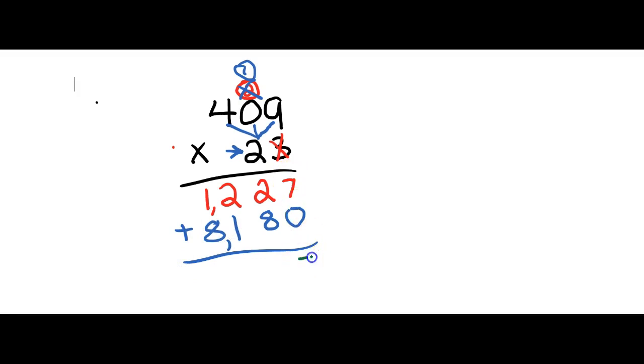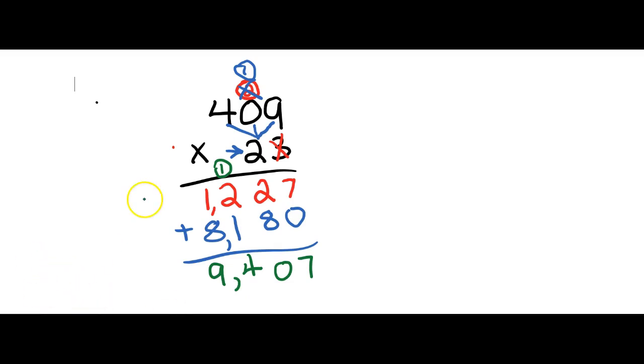Let's add those pieces together now for our final answer. 7 plus 0 is 7. 2 plus 8 is 10. Put down the 0, carry the 1. 1 plus 2 is 3. 3 plus 1 is 4. 1 plus 8 is 9, and put my comma 3 places in. So my final answer is 9,407.